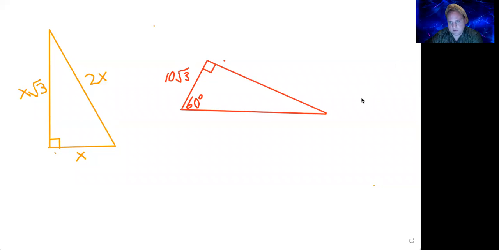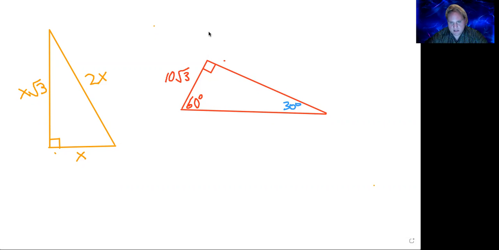So first things, I would fill in the 30 here. Then identify long leg, short leg, and hypotenuse. So the hypotenuse is opposite this. It's pointing there. This is the hypotenuse. Our short leg is opposite the 30-degree angle. That's the 10 root 3. And our long leg is opposite the 60 degrees. That's not labeled with anything yet.